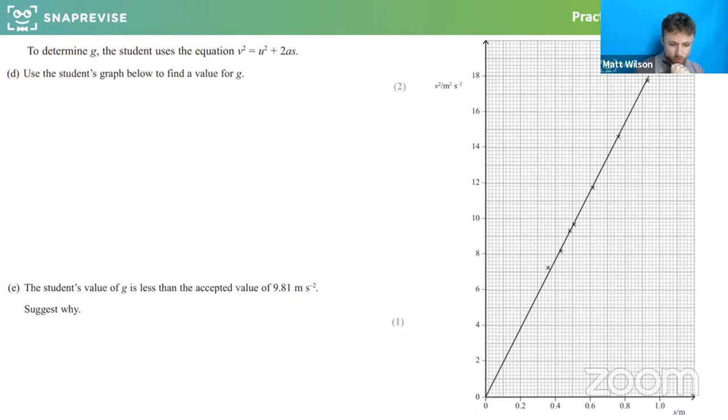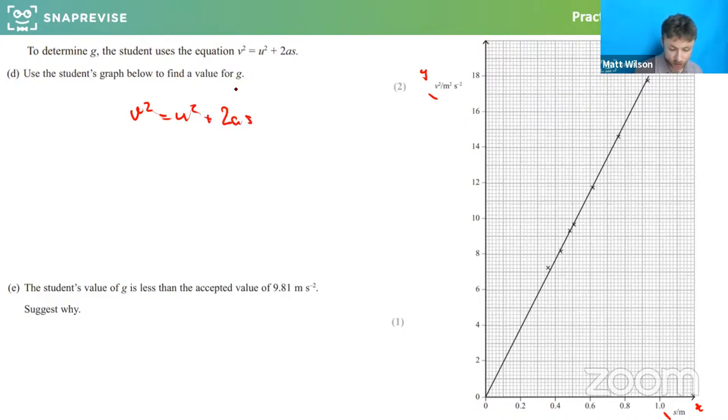Okay, use the student's graph to find a value for g. So let's take a look at what's on the graph here. In the interest of time, I'm basically going to move us through this question quite quickly. They've plotted v squared against s, so their v squared is the y axis, their s is the x axis. Let's go back to this equation they've written. They've said v squared equals u squared plus 2as.